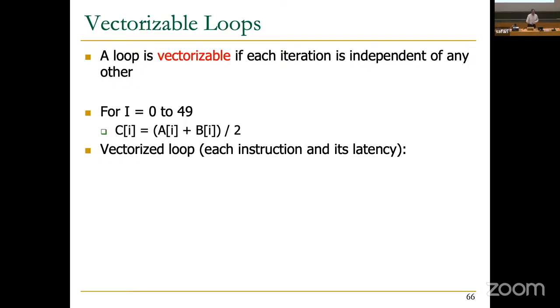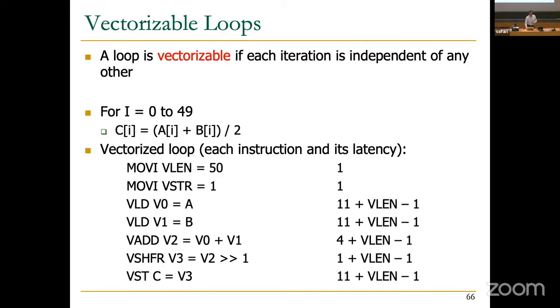If you vectorize this loop, this is what the vectorized loop looks like. It's going to be much simpler. This is it, basically. Our vector length is 50. We initialize a vector length register that way. Our vector stride is 1 because we laid out our arrays nicely. The first instruction is a vector load into V0, vector register 0, starting from address A. And this automatically says load the next 50 elements starting from address A into vector register 0.